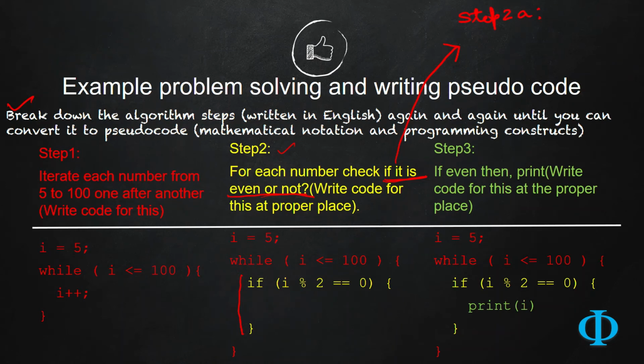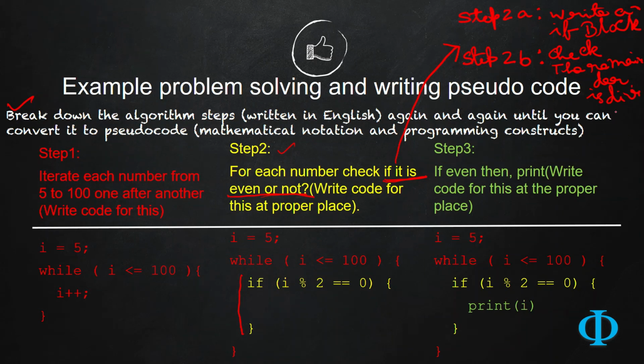For example, instead of solving like this, you can break it down into, let's say, step 2a. Instead of writing if it is even or not, write an if block of code, and then step 2b, what you can write inside the if condition: to check if it is even or not, check whether the remainder is divisible by 2 or not, something like this.